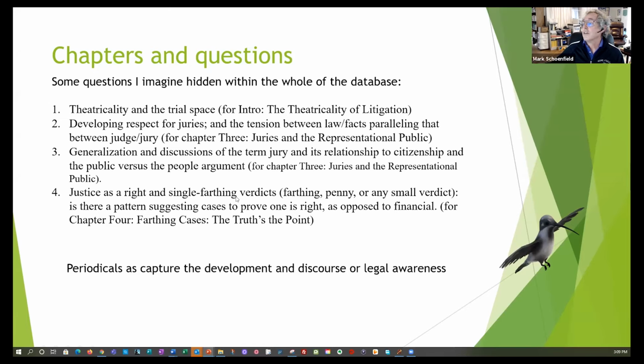Justice has a right in single farthing verdicts. There are about 500 verdicts for a farthing or a penny or very small, and it was foreseeable that that would be what the verdict was. So why did people bother going to court over that? Hopefully, by looking at the articles relevant to that in my chapter 4, the fourth one, farthing cases, the truth's the point, I'm hoping, again, that collectively the periodicals can say more and say additional to what my usual methods can do.